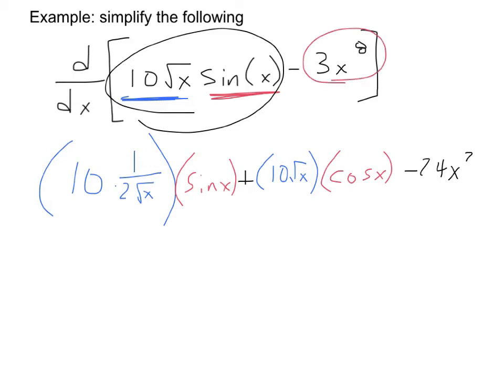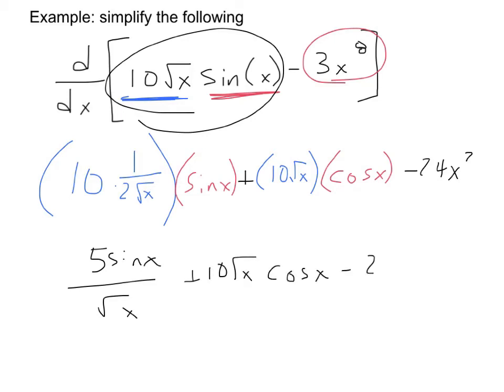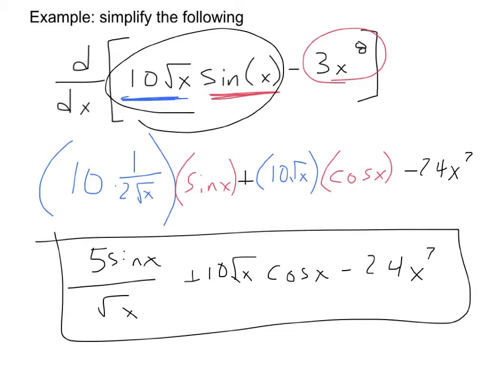If I were to go through and simplify this, I would have 5 sine x over root x, plus 10 root x cosine x, minus 24x to the 7th. In this case, there's really nothing that can actually be factored out of this whole thing, so that's our answer. Nothing I can really do with that.